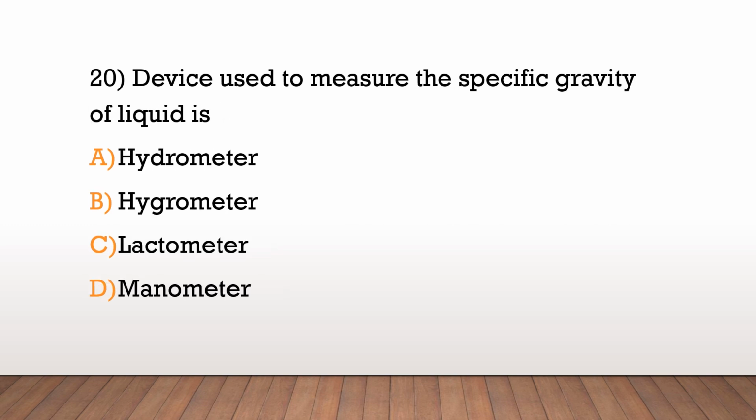The next question is device used to measure the specific gravity of liquid. A, hydrometer. B, hygrometer. C, lactometer. Or D, manometer. Specific gravity of a liquid is measured by hydrometer. Hydrometer measures a specific character of the liquid. Hygrometer is used to measure the humidity of air, that is the moisture content. Lactometer is used to measure the purity of milk, and manometer for pressure of gases.